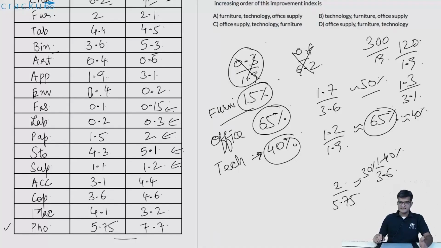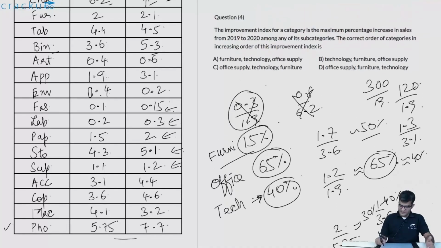So if you are arranging these three, furniture, office supplies and technology, in increasing order of the improvement index, the least will be furniture, then it will be technology, and the best will be office supplies. So the correct answer is option A.